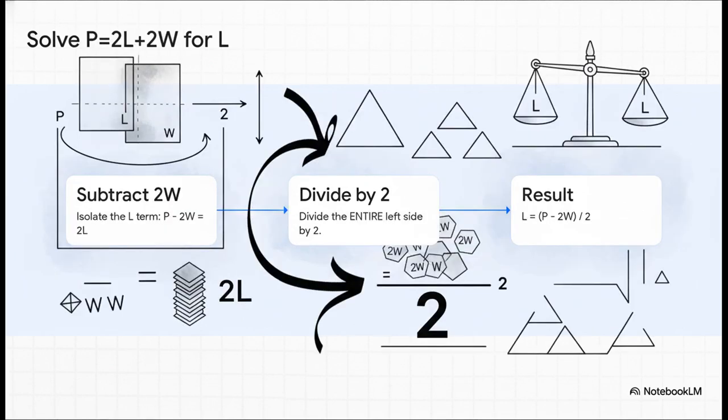And for our last example, let's use the formula for the perimeter of a rectangle. P equals 2L plus 2W. We want to solve for L. Okay, just like before, first move the stuff that's being added or subtracted. We subtract 2w from both sides. That gives us p minus 2w equals 2l. Now, l is being multiplied by 2, so we divide. And listen, this is the crucial part. You have to divide the entire other side by 2. So our final result is l equals the whole quantity p minus 2w all over 2.